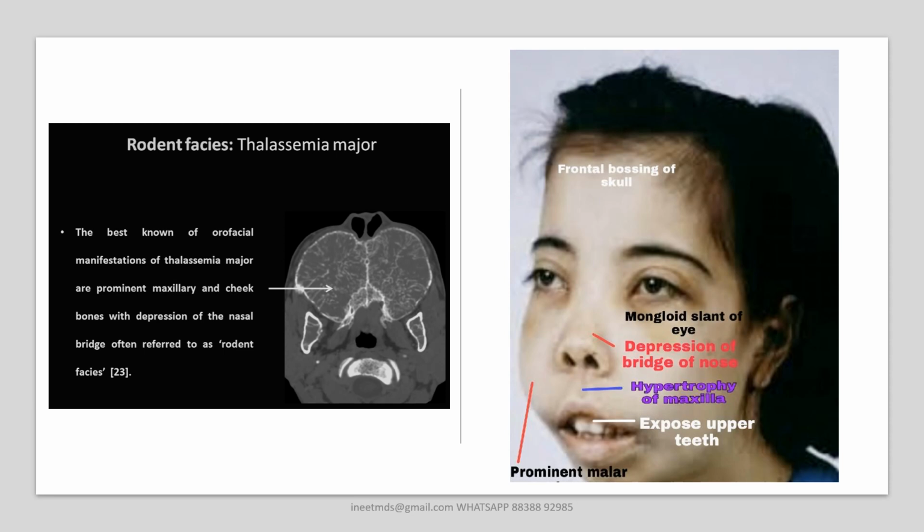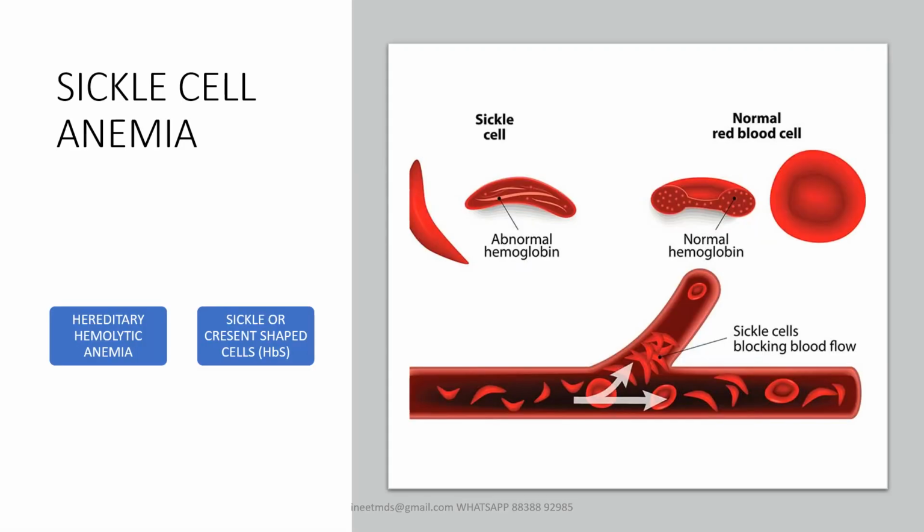Clinically, you can see frontal bossing of the skull, mongoloid slant of the eye, depression of the nasal bridge, hypertrophy of the maxilla, and malar prominence.